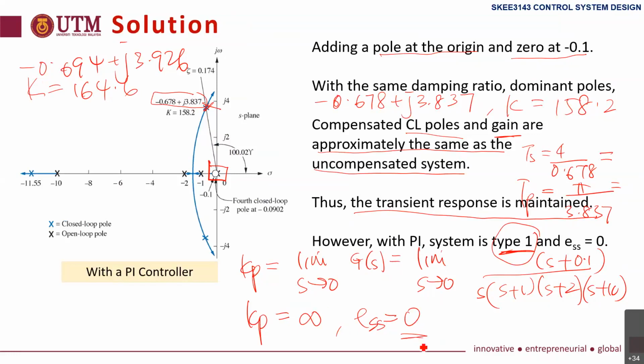This is the application of how to use a PI controller. This is the benefit of using a PI controller. We can maintain the transient response, but we can obtain zero steady state error. That is the most important thing. Any question here?